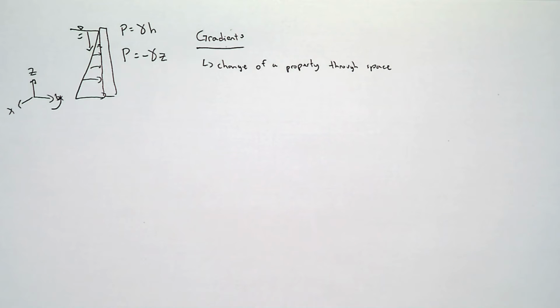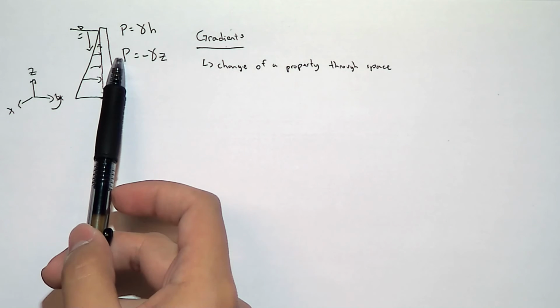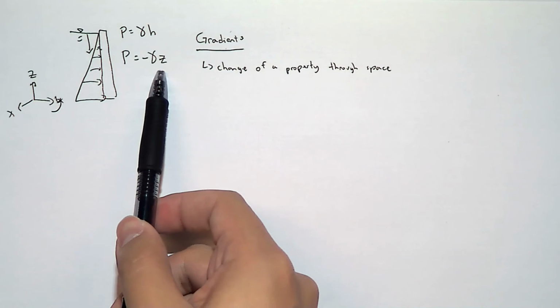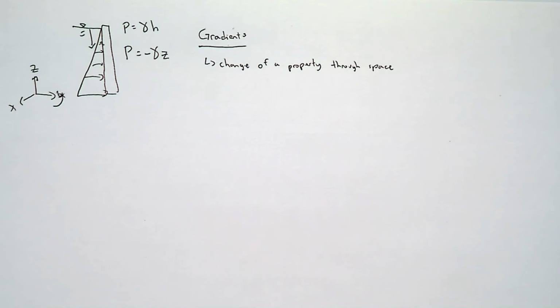And you'll find that calculating the gradient is actually very straightforward. If you look at this expression, the gradient of pressure is simply going to be the change of pressure with respect to space. Let me express this in calculus terms. Can you find the derivative of pressure with respect to a space coordinate? What is that derivative? Well, negative gamma. What's my space coordinate? Z. What's the change of pressure with respect to z? Negative gamma. That is a gradient.